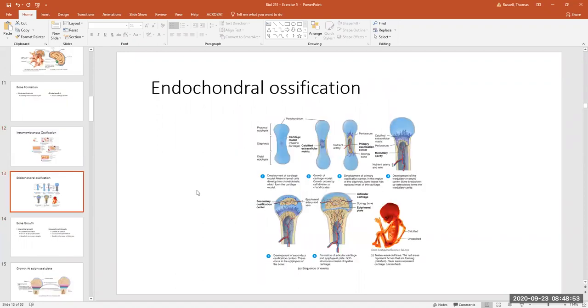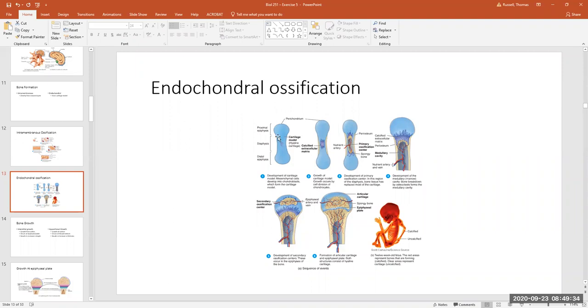Now, the long bones in the body, and here you see the little fetal skeleton, about week 12 of the fetal growth. Long bones in the body are formed from a cartilaginous model, a model of what the bone looks like that is formed of hyaline cartilage. And so ultimately that hyaline cartilage has to be converted into bone. So the conversion of cartilage to bone is called endochondral ossification. This is basically the replacement of cartilage with bone.